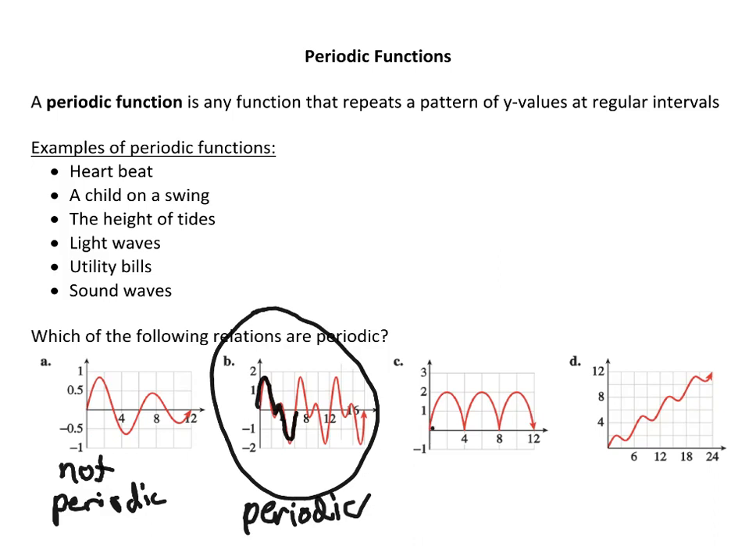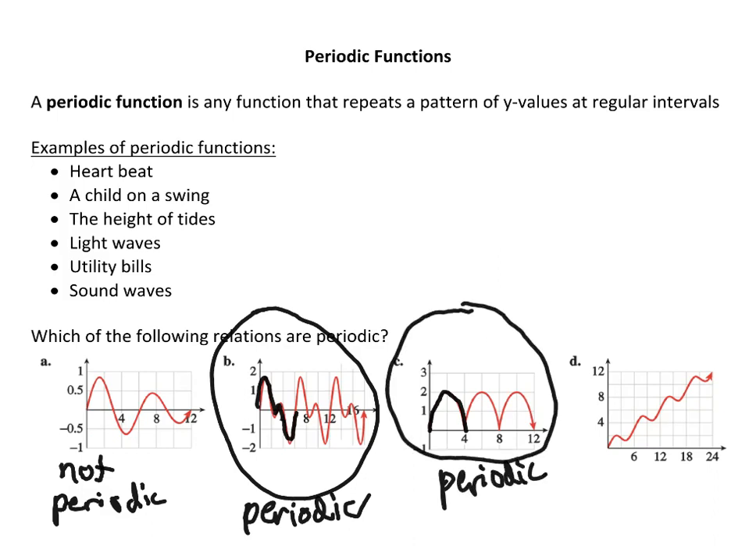This one here looks like maybe someone bouncing a basketball. It definitely looks periodic. The basketball goes up and down, and then follows the same pattern, so that is periodic. This one here looks like it has a pattern to it, but it's not repeating the same pattern. It keeps on going up and up and up, higher and higher and higher. So this one is not periodic. So you have to repeat the same y values to be truly periodic.